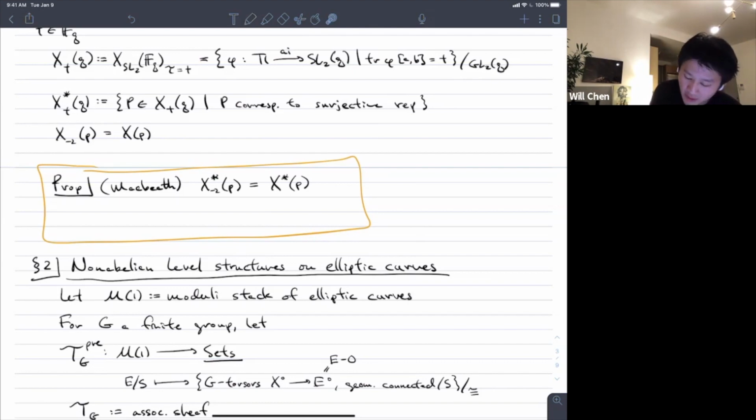So the content here is that these two are defined in different ways. X*(p) was the set of non-trivial solutions of the Markov surface, the solutions other than (0,0,0). X_{-2}*(p) is the set of F_p points of the Markov surface that correspond to surjective representations. And the content, of course, is that the only way for an absolutely irreducible representation of trace invariant -2 to not be surjective is if the traces are all 0, 0, 0. That's what it's saying.